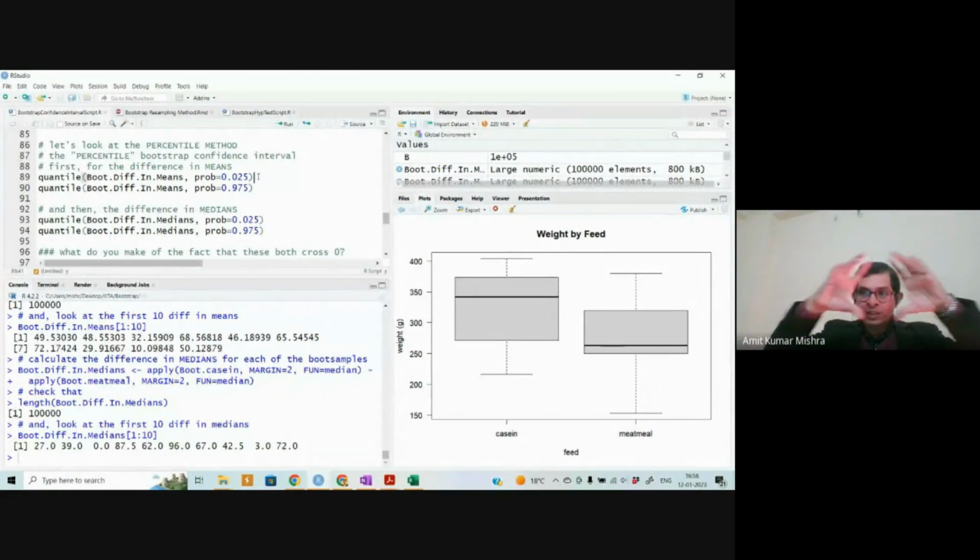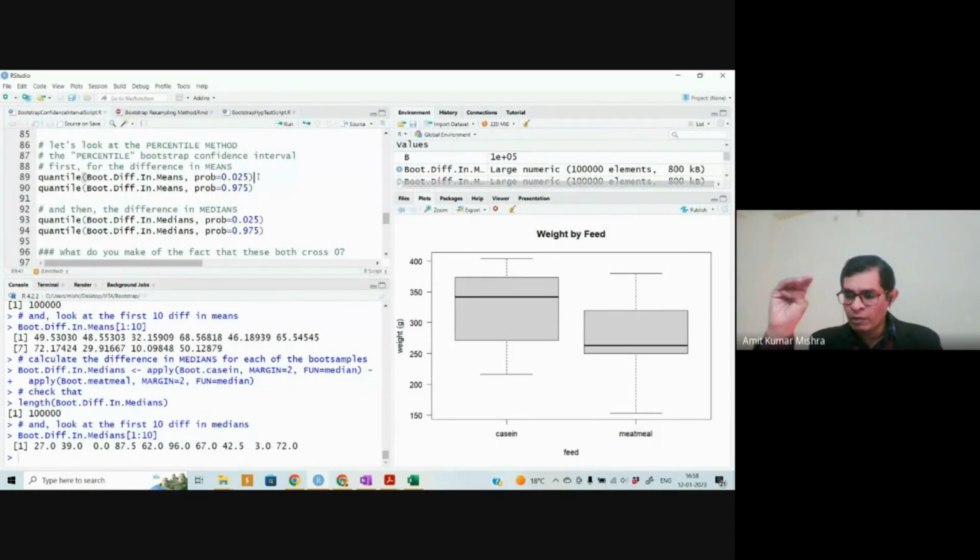So now we have 10,000 differences of the mean. And if we are interested in a 95% confidence interval, we will chop off 2.5% from below and 2.5% from above. That is the idea, and this is the simplest method. There are 3-4 main methods.